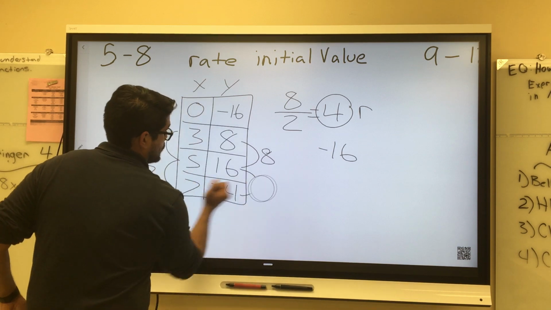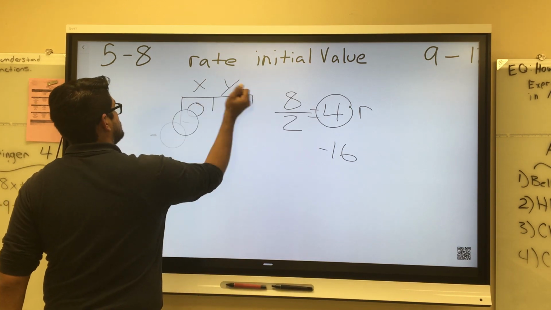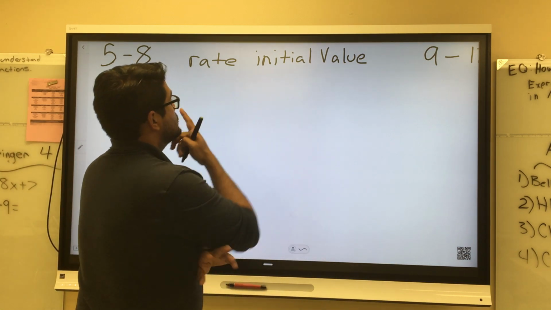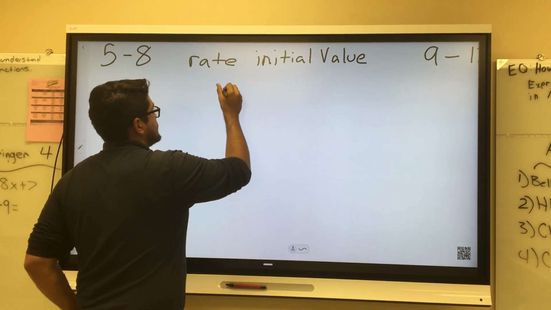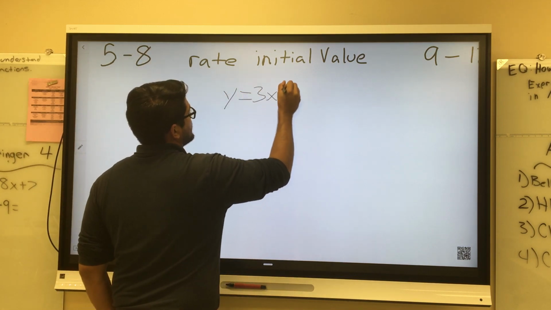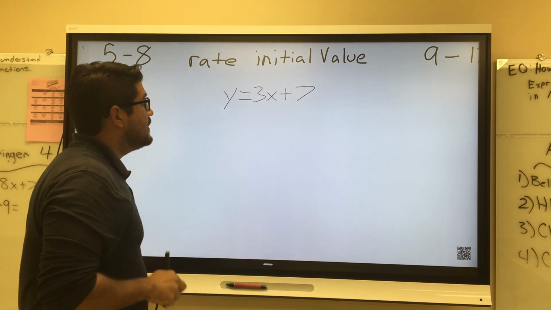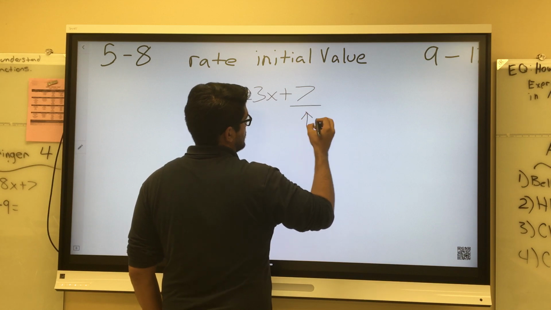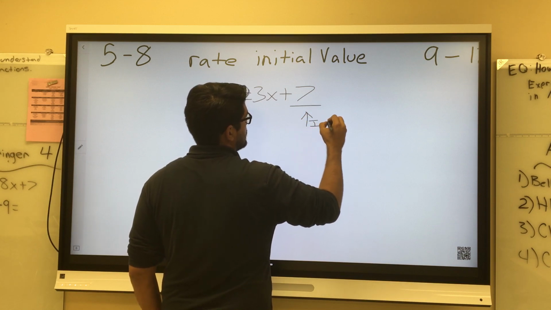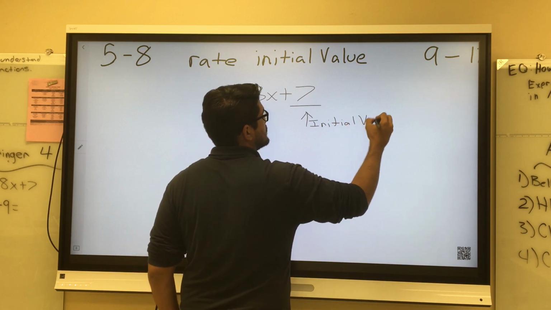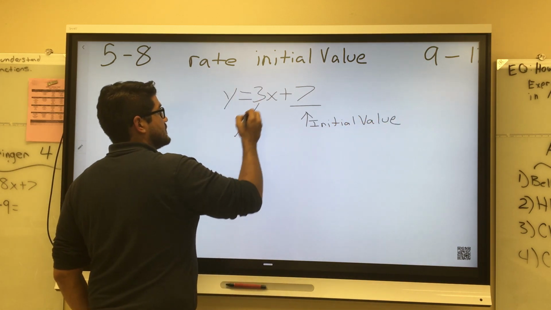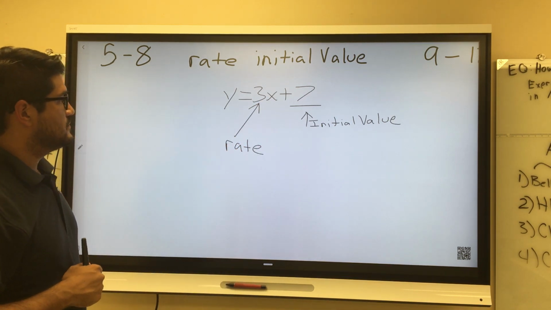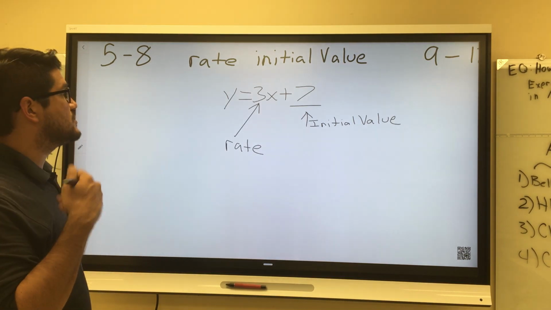All right, and now I'm going to show you what it looks like in an equation. Let's say I tell you this, y equals 3x plus 7. Okay, this is the initial value, and this is its rate. Okay? So what's the initial value? 7. What's the rate? 3.